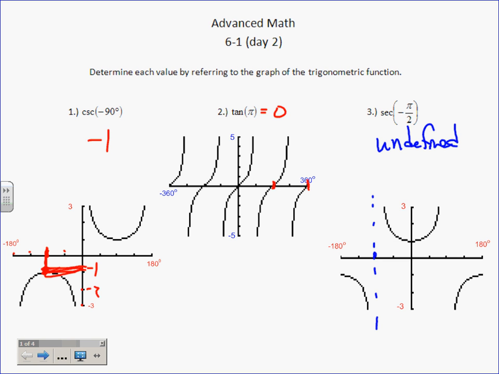Let me see how I want you to answer that. Yeah, I'll take no solution. That's fine. Yeah. You can put asymptote, sure.